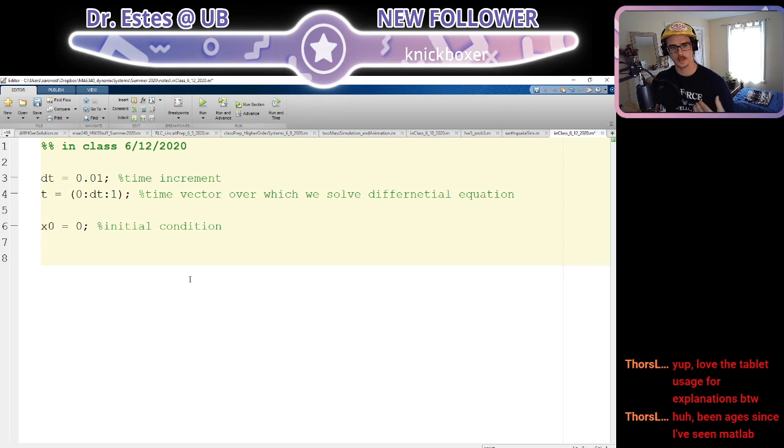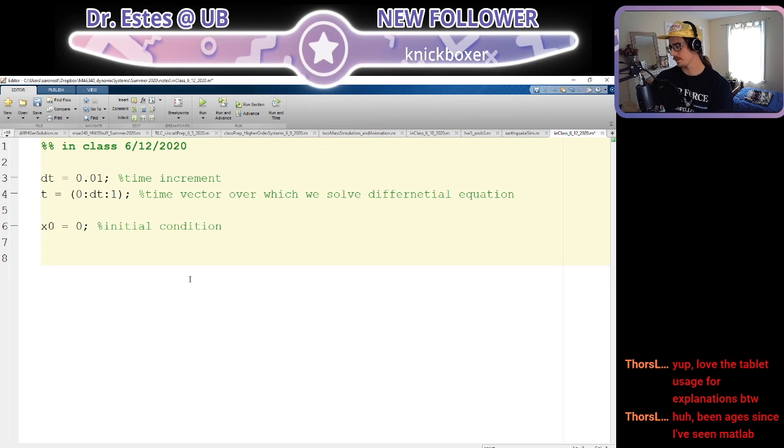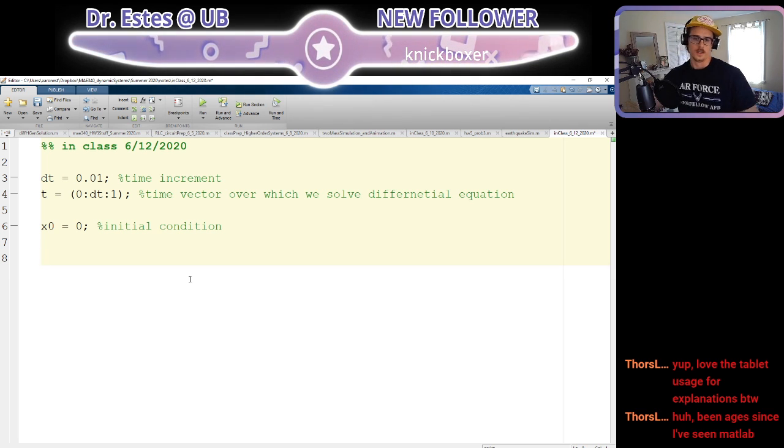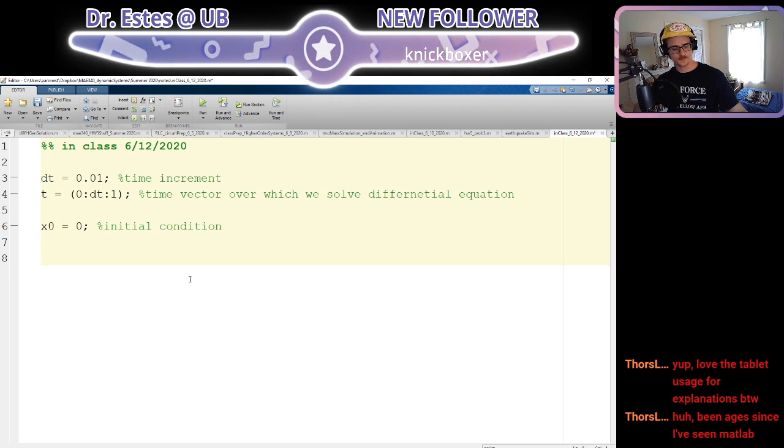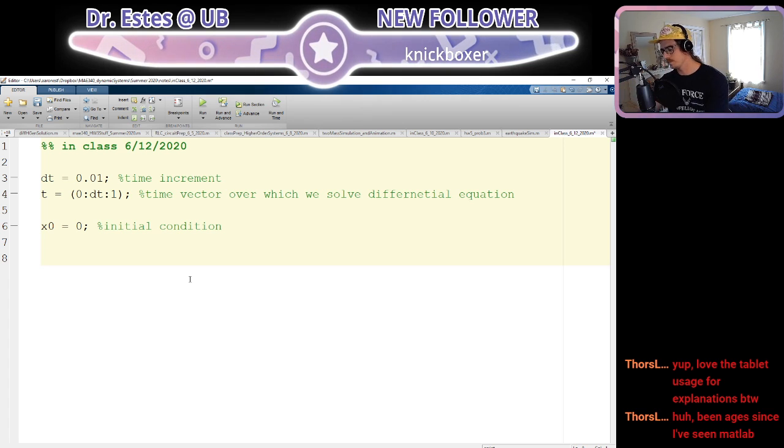Now the way we're going to implement this, been ages since you've seen MATLAB. Welcome back. It misses you.